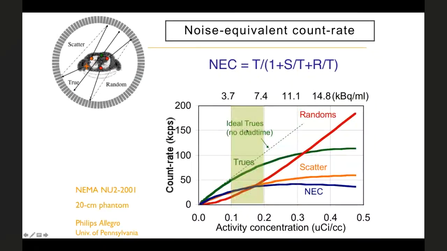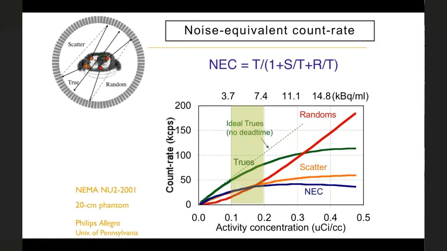So what we see here is a graph showing, as the activity started at a high level and then gradually decayed, the fraction of events which were trues, those which were random coincidences, those which were scatter. And we can generate from that a metric called the noise equivalent counts. And you see that here in blue. So this is for our Philips Allegro system, which is multiple generations ago. It was a non-time of flight system.